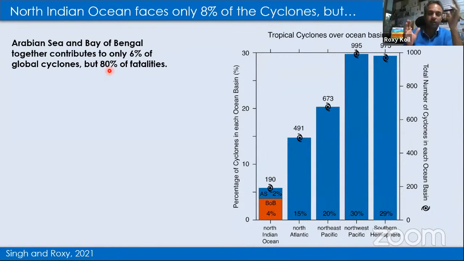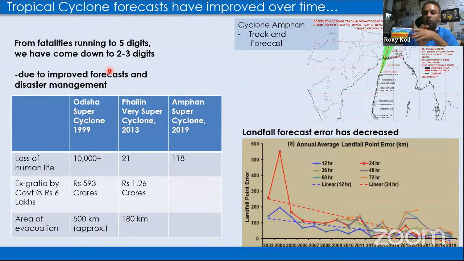Now this number has come down recently due to improved forecast and disaster management, but if you look at the last 30-40 years, last few decades, this is the state. Now I mentioned that tropical cyclone forecasts have improved over time. So if you look at the earlier period, like in 1999, one of the strongest cyclones hit the Odisha coast. This is the Odisha supercyclone. The number of fatalities was more than tens of thousands, right? Not only in Odisha, but other states and parts of neighboring countries also. So because of improved forecasts and disaster management on the ground, we have brought this number down from 5 digits to 2 or 3 digit numbers, right?